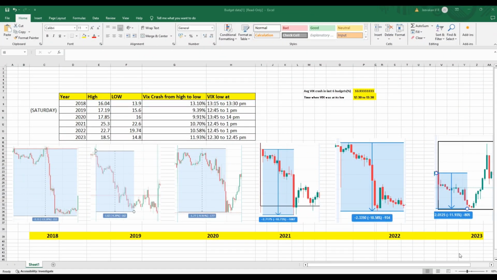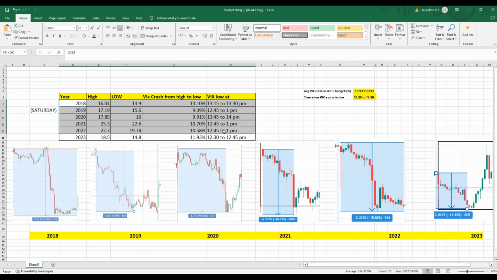What you're seeing in the Excel is the VIX data for the last 6 years. Here in the first column are the years from 2018 to 2023, and this high-low is the VIX data from its high to low. Like the high made on that particular 2018 budget day was 16, and the low made on that day was 13. VIX crashed from 16.04 all the way to 13.9, which is a 13% crash. So from the high, how much percent VIX crashed, that's column G. And at what time was VIX at its low? At 1:15 to 1:30, VIX was at its low.